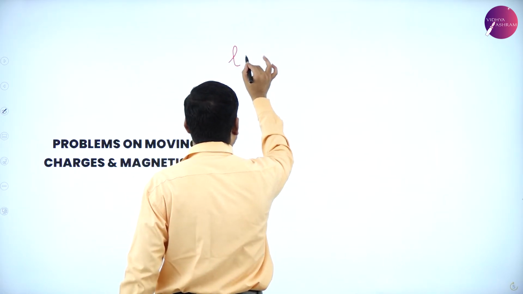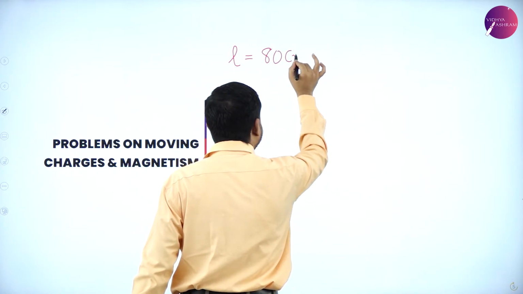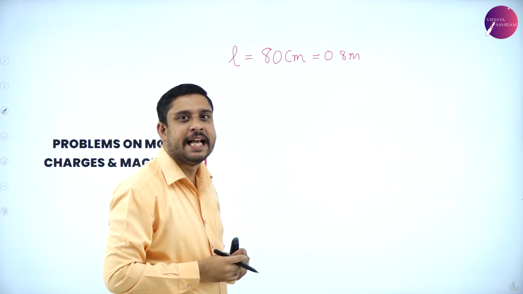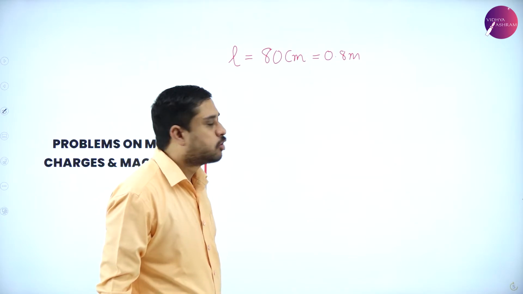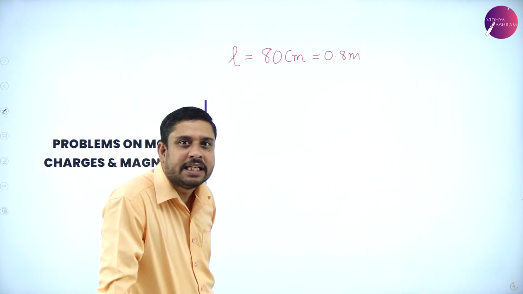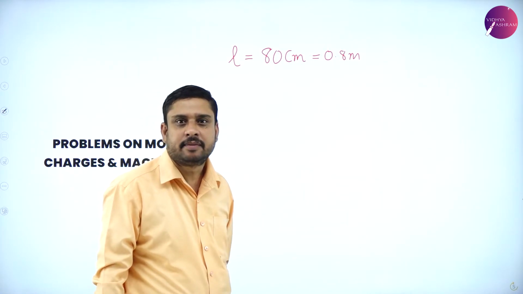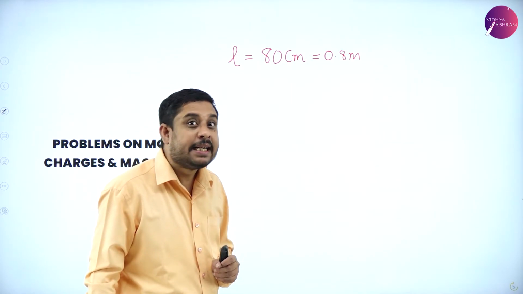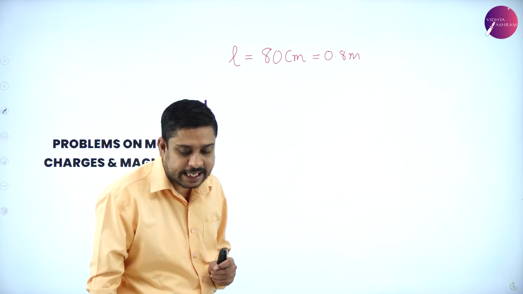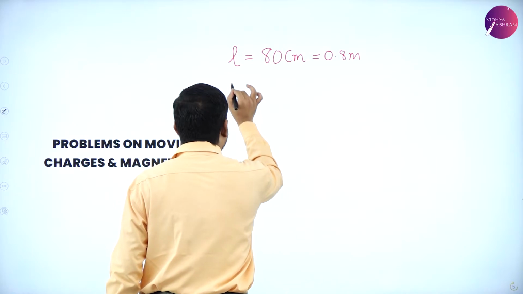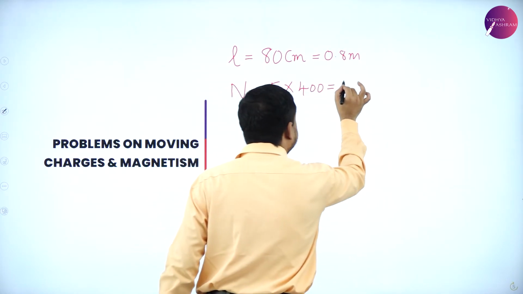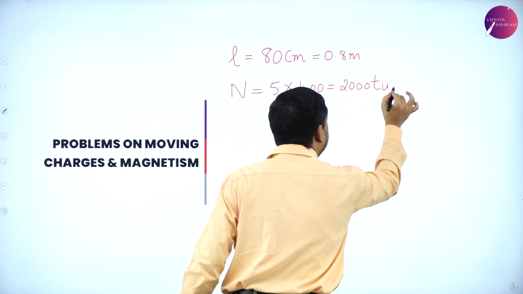Now, the length of the solenoid is given, which is 80 centimeter, or on conversion 0.8 meter. So length of the solenoid is 80 centimeter or 0.8 meter. There are 5 layers of windings, and each layer has 400 turns. So capital N will be 5 into 400, which is 2000 turns.